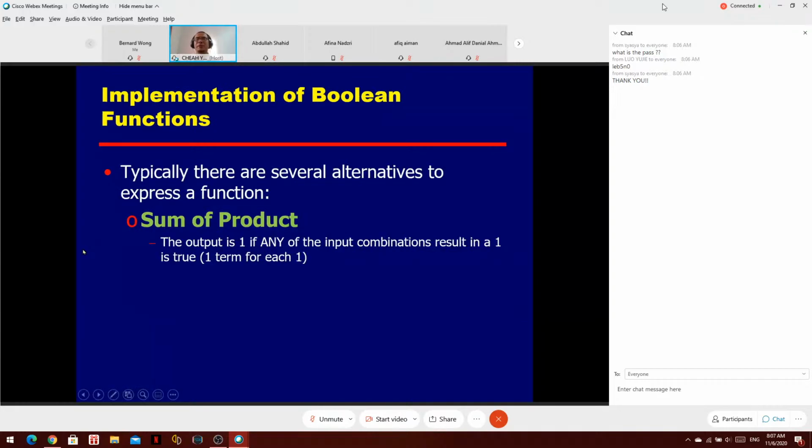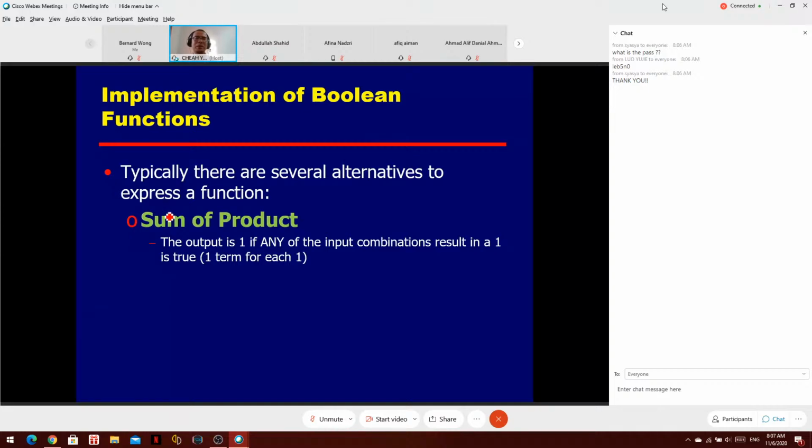So how do we implement all those Boolean functions? Now, there are several alternatives to express a function. And what we are talking about here is a standard way of expressing a function. One of these standard ways is what we call sum of products.